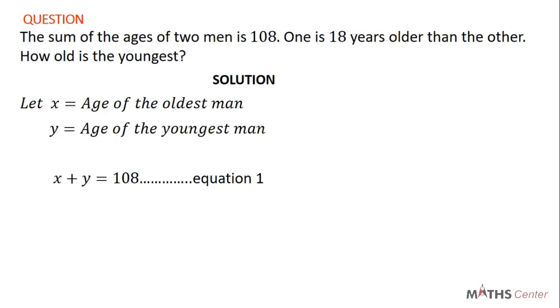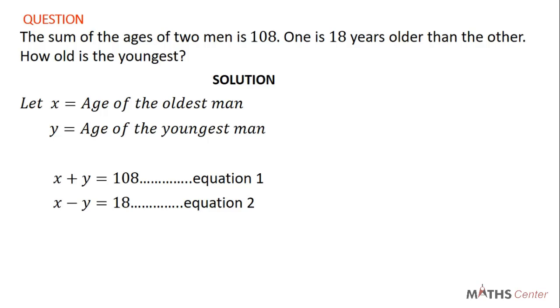Because if I'm 18 years older than you, what it means is that if you take your age from my age, you are going to get 18. So the age of the youngest man is y. If you subtract it from the age of the oldest man, which is x, you must get 18. So x minus y will give us 18. And that is equation 2.